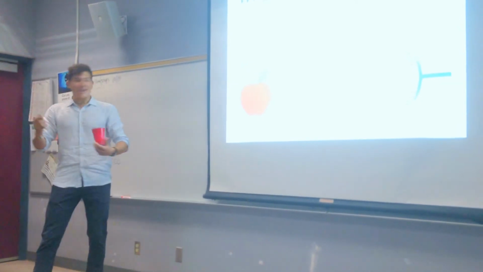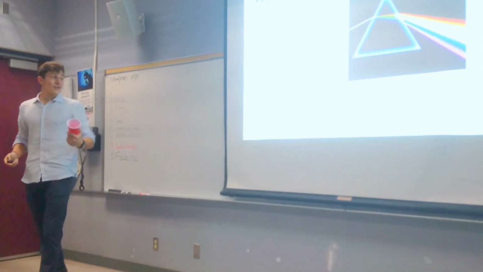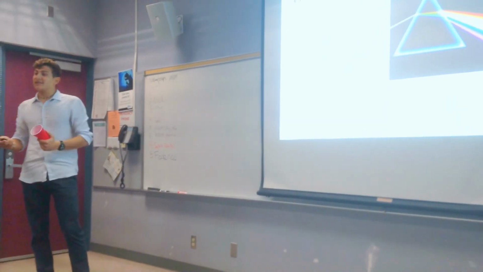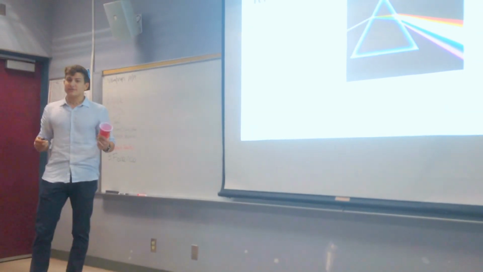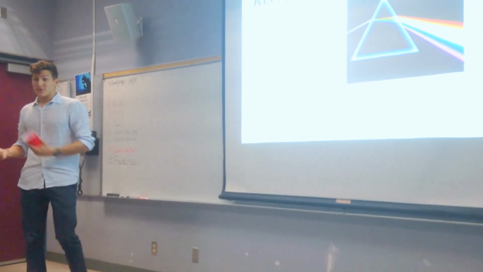Got it? Okay, so let me give you a recap of what I went over today. First, I explained what is light and defined it as a type of radiation. Then I explained what are colors, how our brain is able to see them, and demonstrated it to you with a prism experiment.